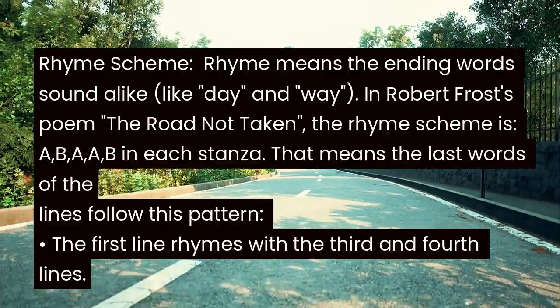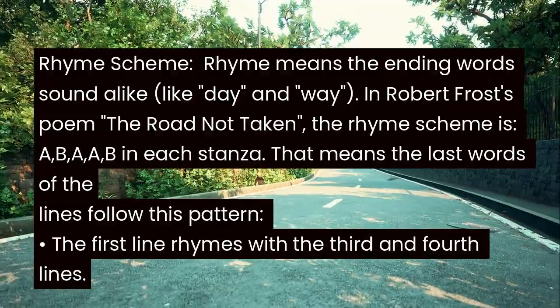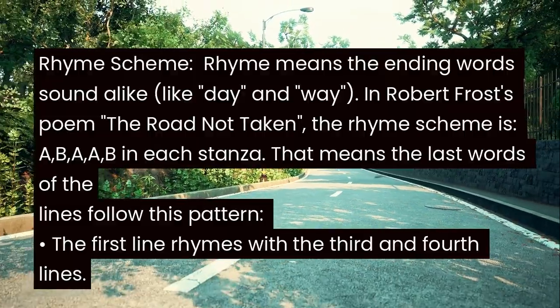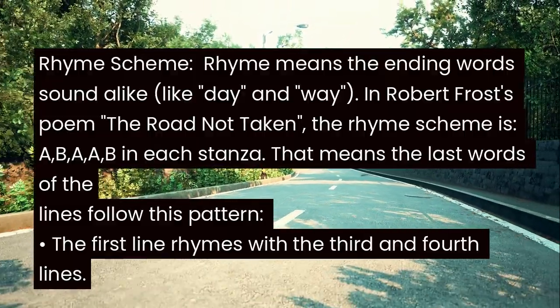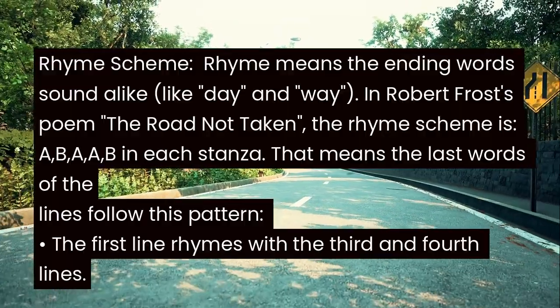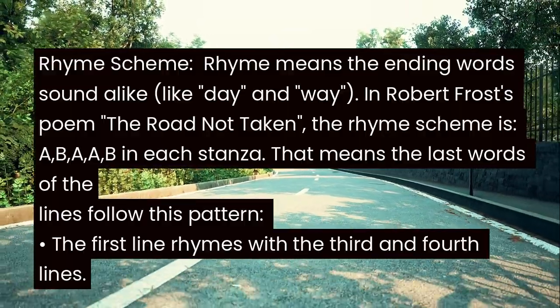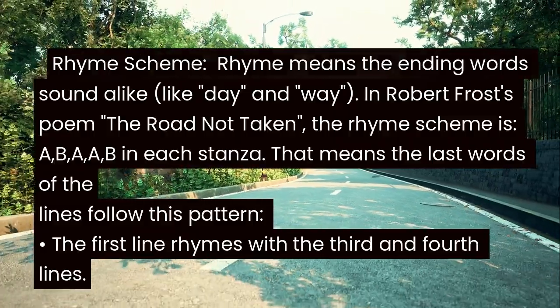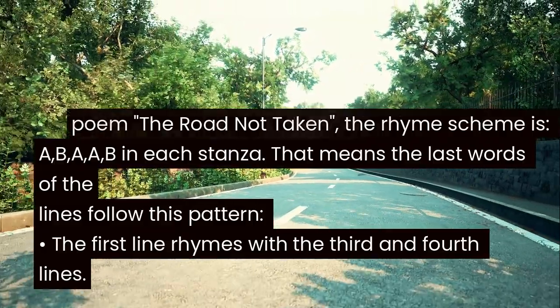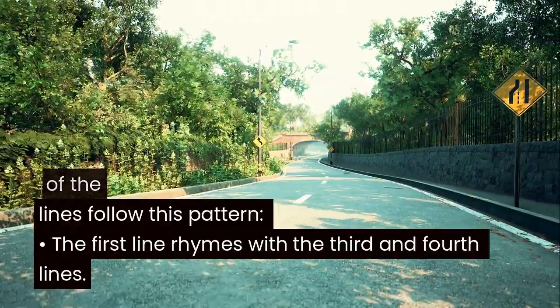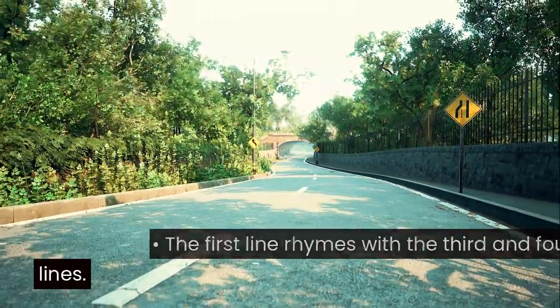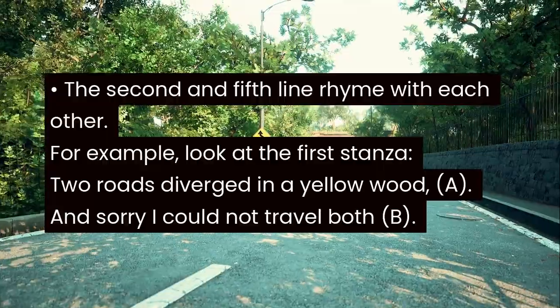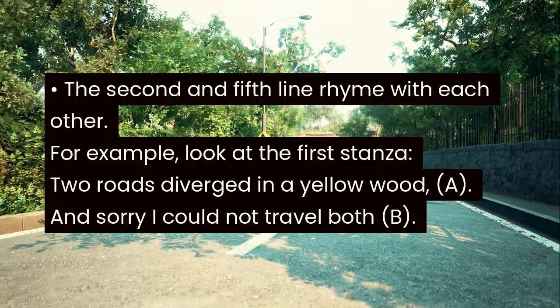Rhyme scheme. Rhyme means the ending words sound alike, like day and way. In Robert Frost's poem The Road Not Taken, the rhyme scheme is A, B in each stanza. That means the last words of the lines follow this pattern. The first line rhymes with the third and fourth lines. The second and fifth line rhyme with each other.